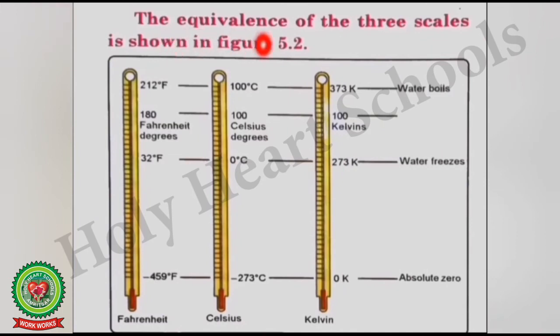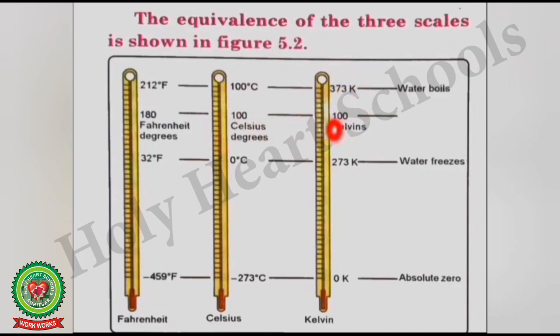Let's discuss the equivalence of the three temperature scales as shown in the figure 5.2. As you can see that lower fixed point in Fahrenheit scale is 32 degree Fahrenheit, which is 0 degree Celsius in Celsius scale, whereas in Kelvin scale it is 273 Kelvin. But the upper fixed point in Fahrenheit scale is 212 degree Fahrenheit, which is 100 degree Celsius in Celsius scale, and in Kelvin scale it is 373 Kelvin.